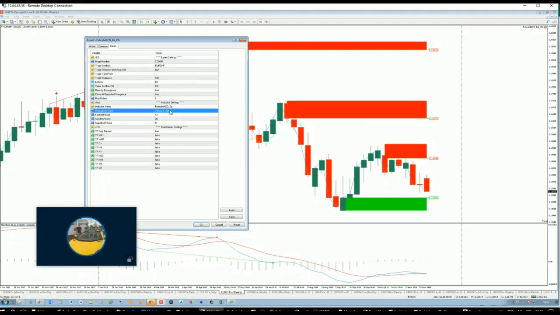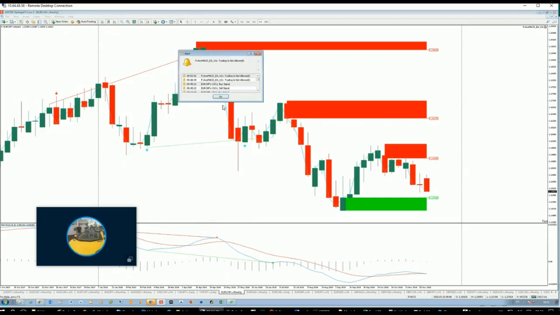Okay. Current time frame, make sure that's false. And then we want false for daily as well. 4 hour, daily 4 hour, all true. And that's it. Is it okay?